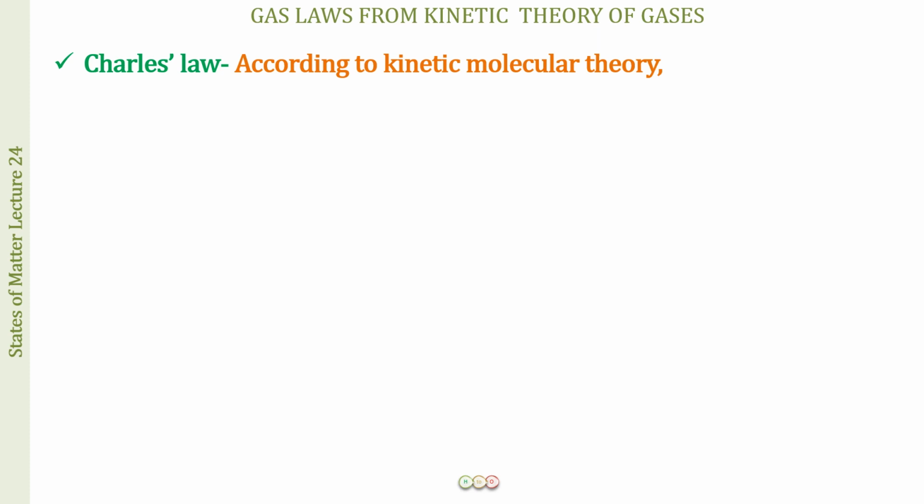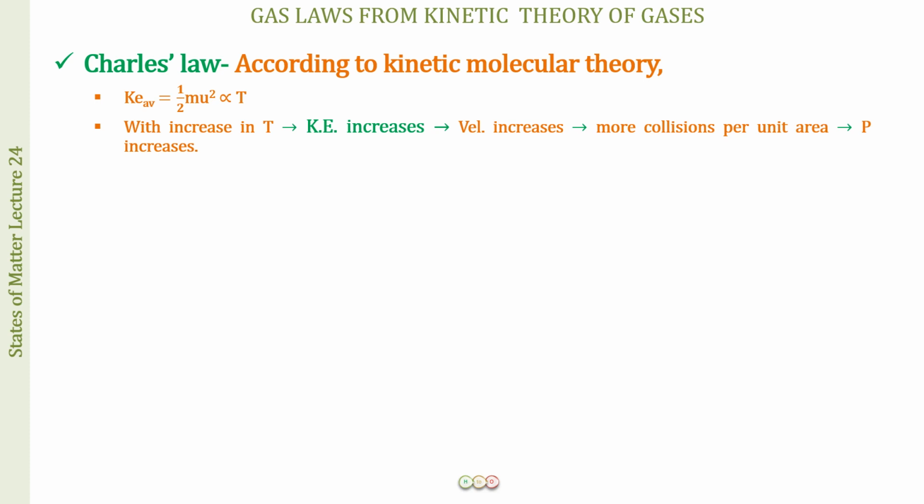From the kinetic theory, the kinetic energy of the molecules is equal to 1/2 mu², and you know that the kinetic energy is directly proportional to temperature. So if we increase the temperature, the kinetic energy increases, the velocity of the gas molecules increases, and the molecules move more randomly and more vigorously. This causes more collisions per unit area, and when there are more collisions per unit area, the pressure is going to increase.